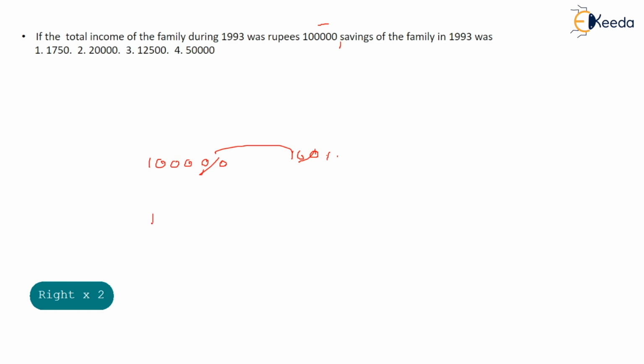1,000. You have to find 12.5. So 12.5 into 1,000. This is the value of 1%, right? So 12.5% we have to find out. After multiplying it, what do we get? We get 12500. So option number 3 is the right answer.